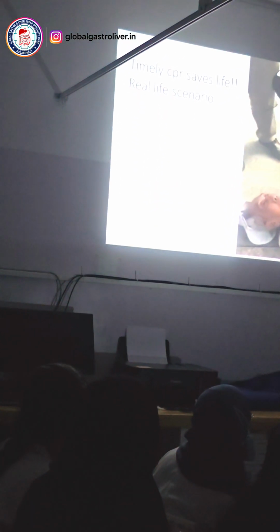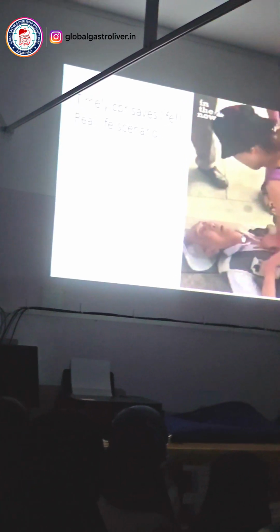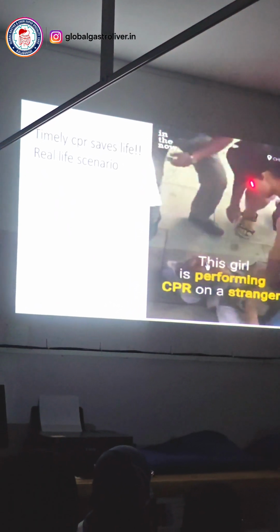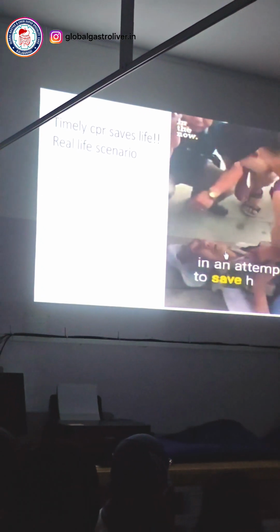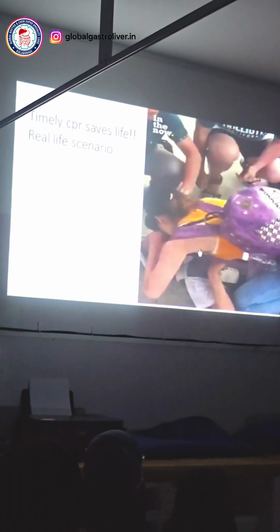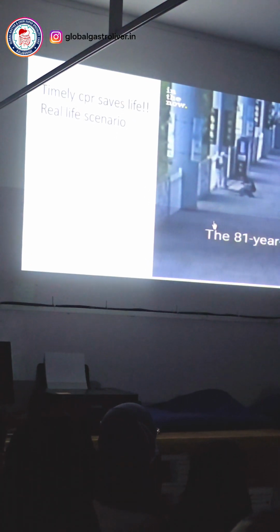This is another real-life scenario wherein you can see an 80-year-old male who has arrested. She is a medico. She is giving mouth-to-mouth respiration. There is no need to give mouth-to-mouth respiration.